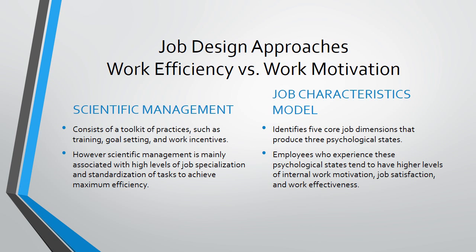The job characteristics model identifies 5 core job dimensions that produce 3 psychological states. The core characteristics are skill variety, task identity, task significance, autonomy, and feedback from the job. The psychological states these characteristics produce are meaningfulness, responsibility, and knowledge of results. These characteristics provide employees with more motivation and satisfaction.